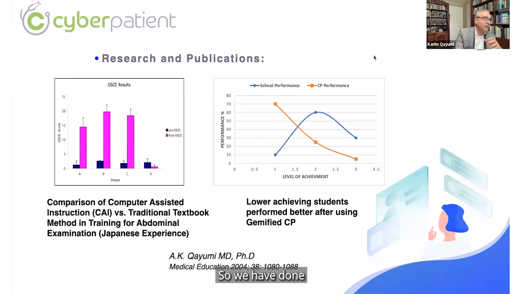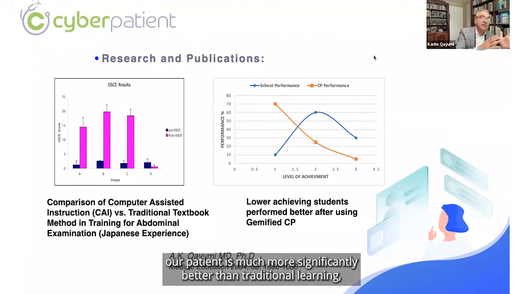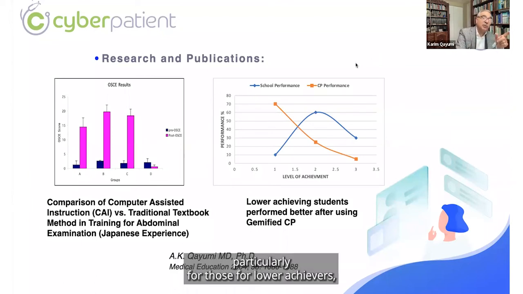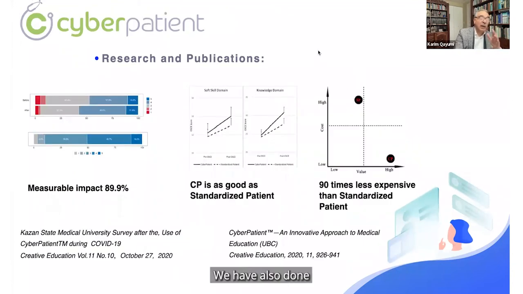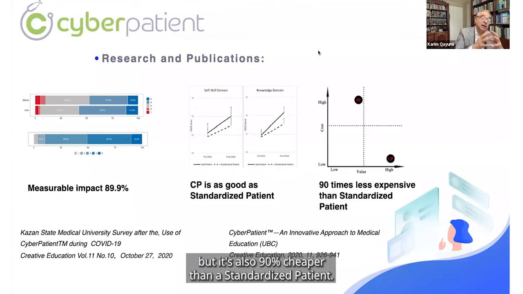So we have done a huge number of research projects with CyberPatient. Many of them were done in Japan in the past, that you see here, that show CyberPatient is significantly better than traditional learning, particularly for lower achievers, not higher achievers. We have also compared CyberPatient with standardized patients, and it looks like it is better than a standardized patient, but it's also 90% cheaper than a standardized patient.